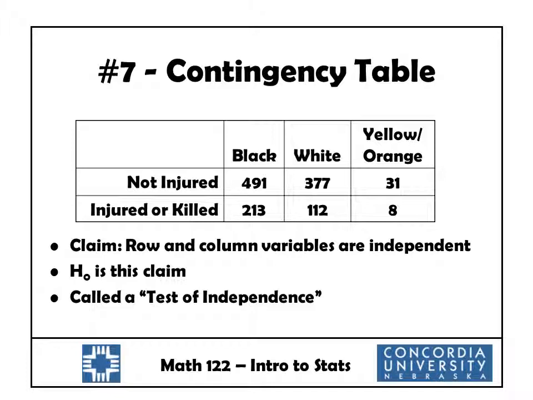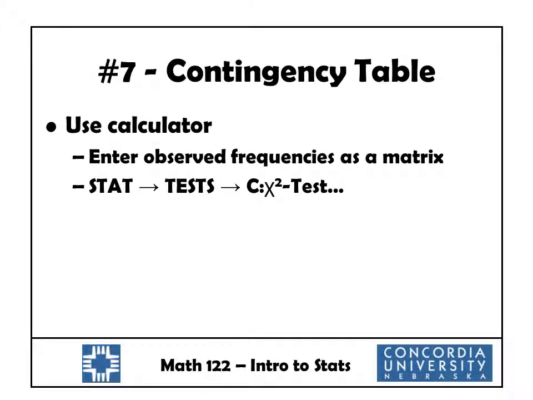The claim in a contingency table is that the row and the column variables are independent, meaning that the value of one has no effect on the value of the other. The null hypothesis is this claim, and this is what we call a test of independence, because we're testing if things are independent or not. Now this is one that we could do on our calculator. We entered the observed frequencies as a matrix, and the command there was STAT TEST, option C, the chi-squared test.